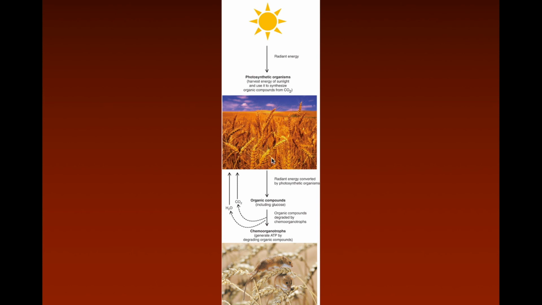They produce usable chemical energy that then everyone else on the planet, chemoorganotrophs, consumes, breaking down the bonds here to generate ATP. And this process releases carbon dioxide and releases water in the process here, and there's a whole cycling of these different chemicals on the planet.